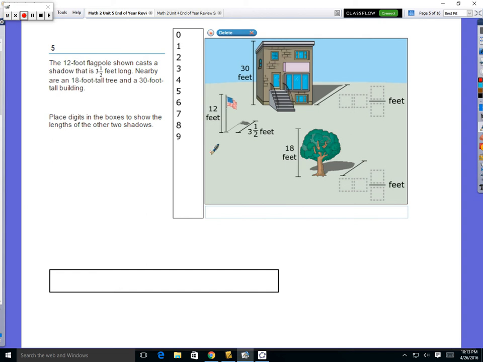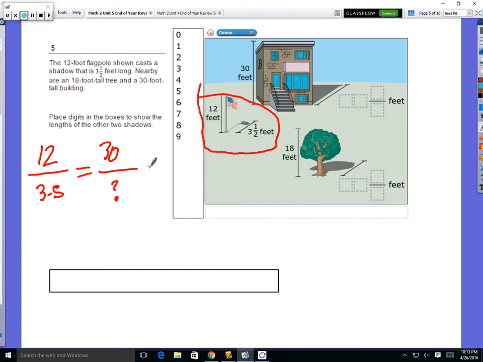Okay, this question, you probably won't see it. This is proportions. So if you got a 12-foot flagpole and it casts a shadow that's 3.5, this is what we're looking at right here. The sun is going to shine the same on all of these objects. So 12 feet is to 3.5 feet as 30 feet, the height of the building, is to its shadow, we don't know a shadow, which will be the same as 18, the height of the tree, to its shadow, we don't know.